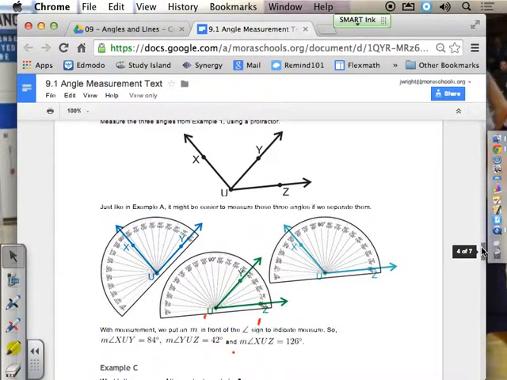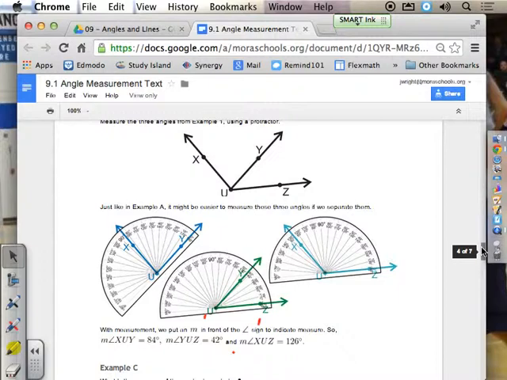Now, using a protractor, hopefully your protractor will fit right on your iPad screen and you're able to do that. You can hopefully see that you're going to be close to these. You might not be exact with your measurement, but for angle XUY, if you were somewhere between 87 and 80 degrees, you did a pretty good job. And for YUZ, if you were somewhere between 45 and 40 degrees, you did a pretty good job. And for angle XUZ, if you were between 130 and 120, that would be good enough.